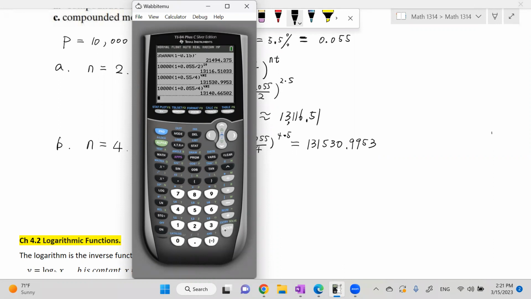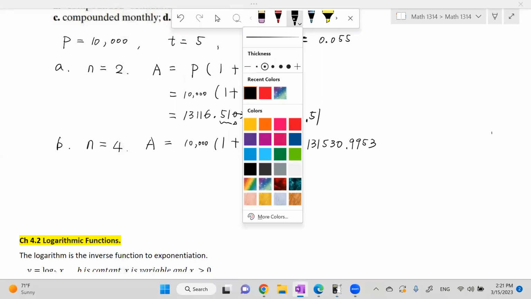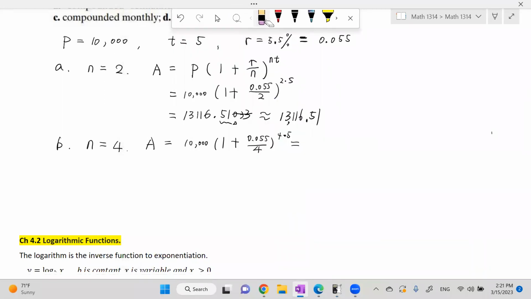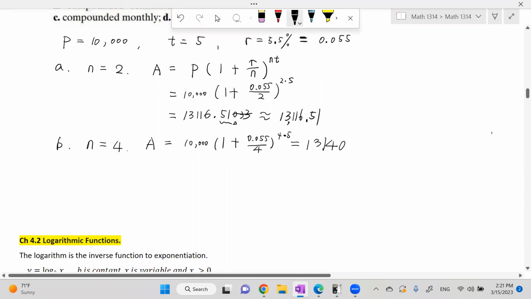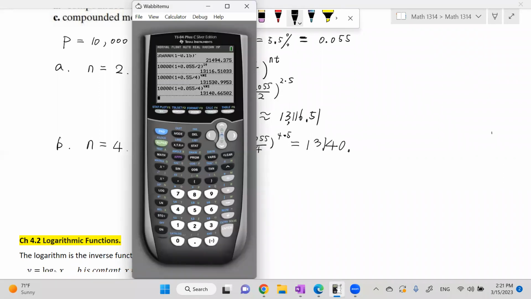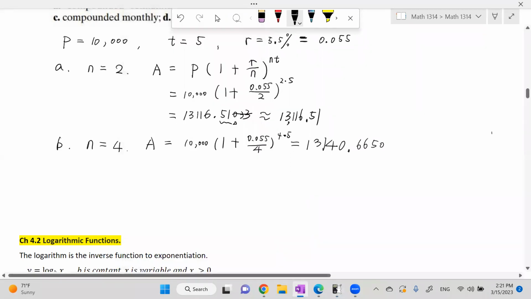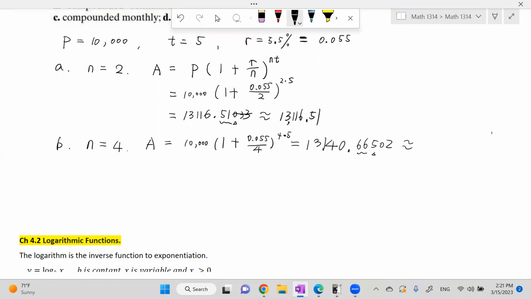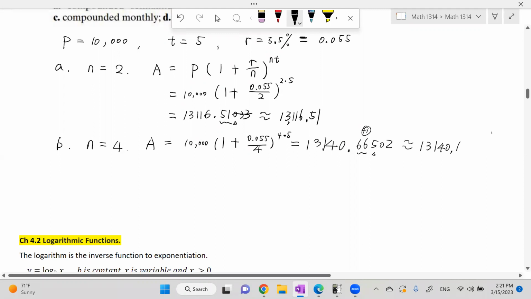So let's put the data here. Okay. Erase the old data and put the new data here. That's 1314.0.1, 66502. We keep 2 decimal places. Let's look at the third digit. That's 5. Is greater than or equal to 5. So we need to add 1 at the 6. So we have 13140.67. Number C.